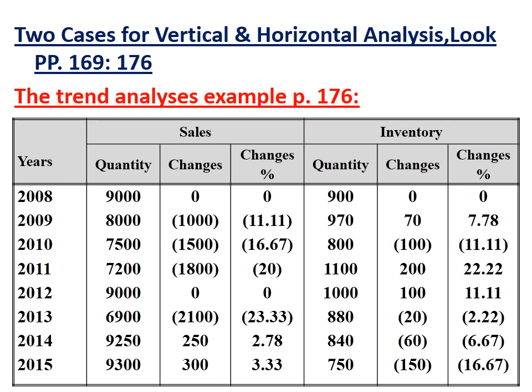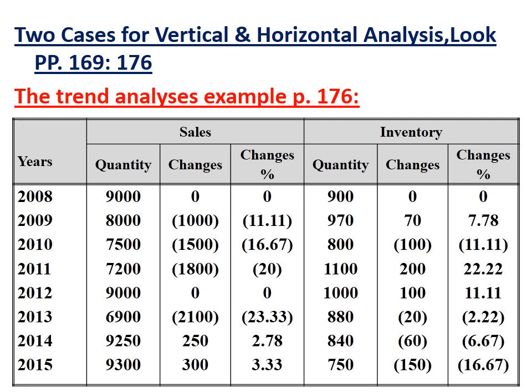After that we have two cases for vertical and horizontal analysis. Look at pages 169 to 176. Horizontal analysis means taking the difference between the value of one item in two years and dividing by the previous year. But the vertical analysis means that I have many items and their total, so dividing the value of each item by its total. So vertical analysis is taking each item in the total of these items.